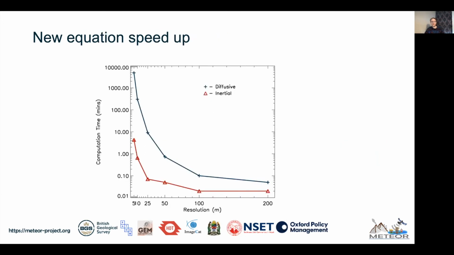And this graph can just give you an indication of how much faster the modern formulations of these equations, known as the inertial formulations, are compared to the formulations we were using 20 years ago, known as the diffusive wave formulations. We're talking about orders of magnitude speed up in our simulations.